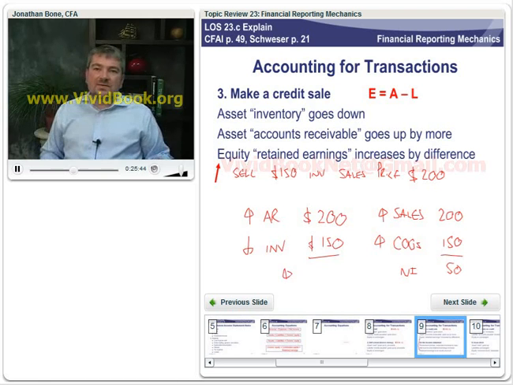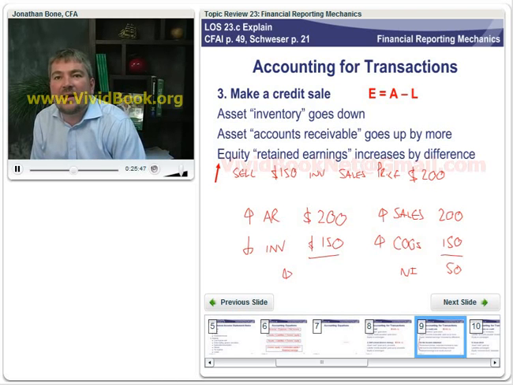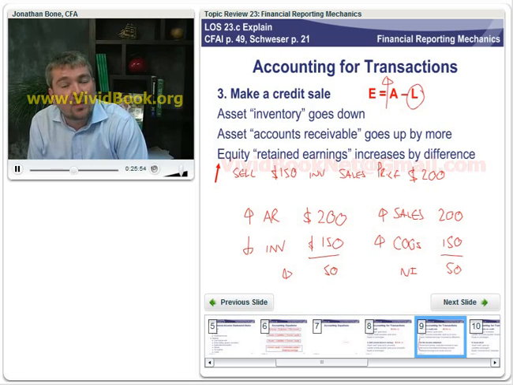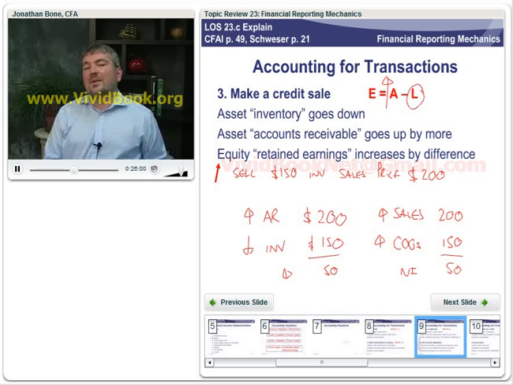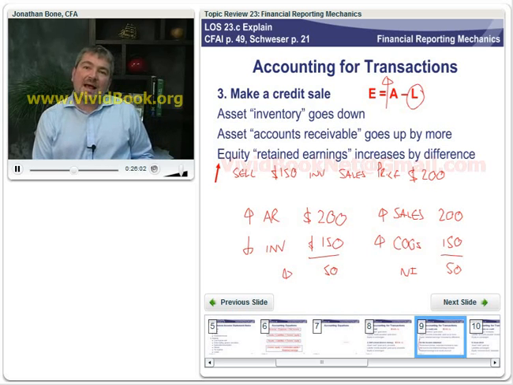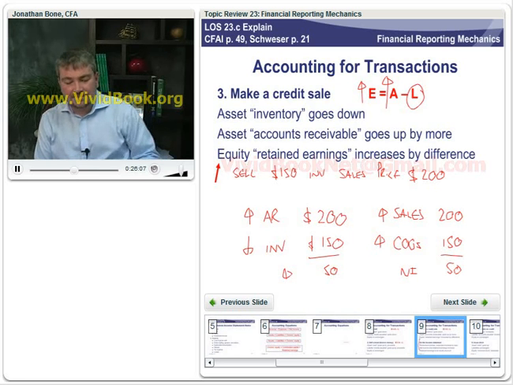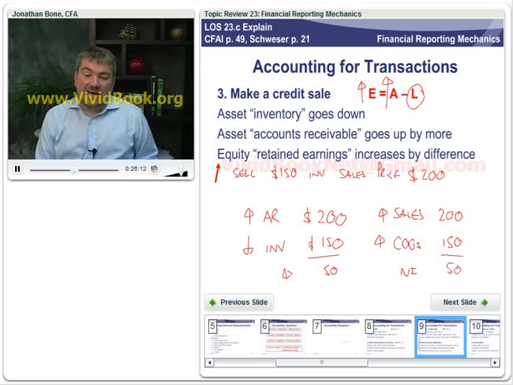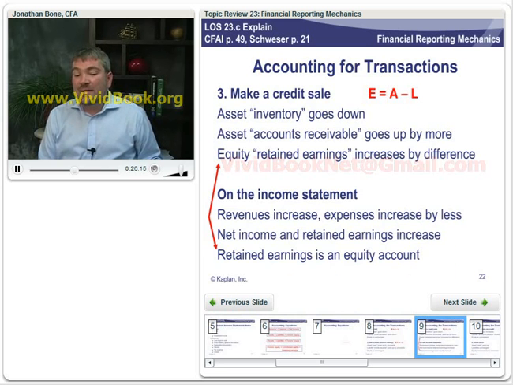So how is this reported? Our assets are going to go up by a net amount of 50. Liabilities are unaffected. Because net income is $50 higher, retained earnings are $50 higher, and as a result your stockholders' equity would go up by 50. So notice now net assets have increased by $50, and stockholders' equity has increased by $50. As you can see in the balance sheet, inventory goes down, accounts receivable goes up, the net of that was a $50 increase, and equity went up by $50 in retained earnings.